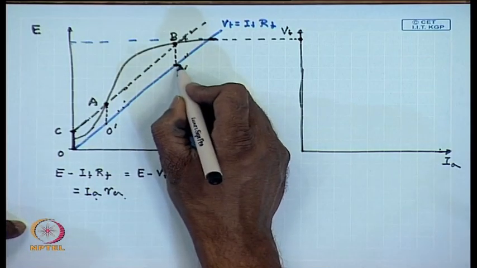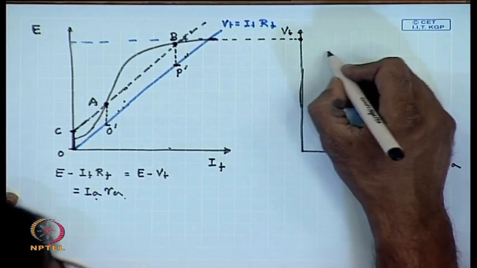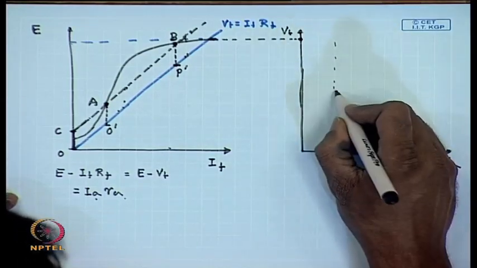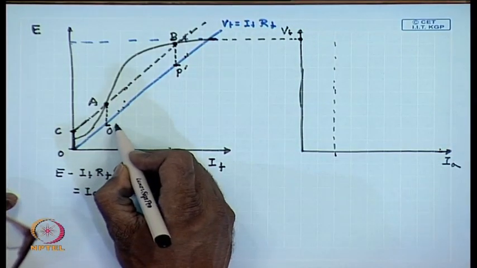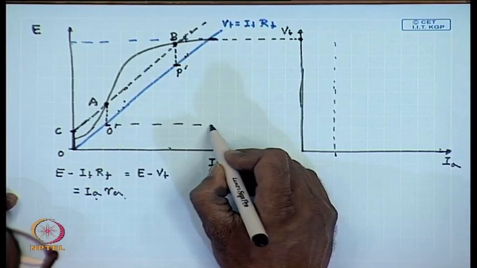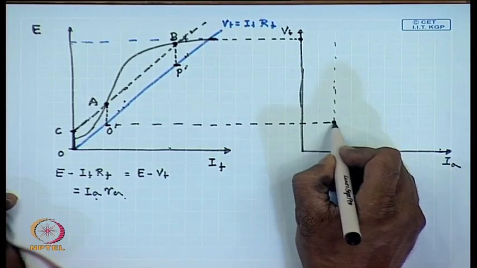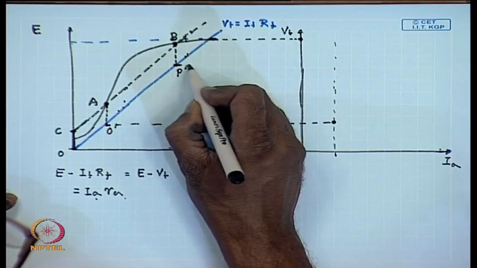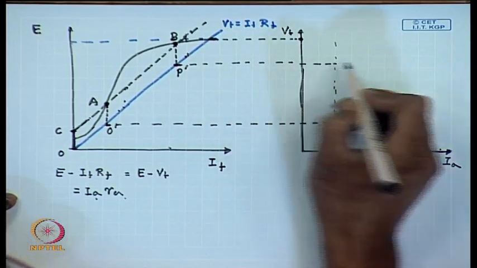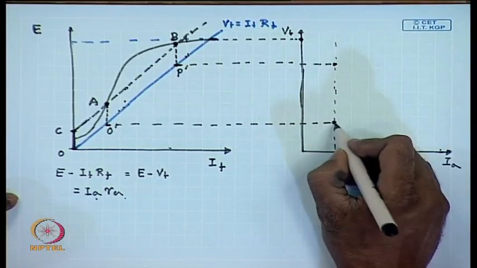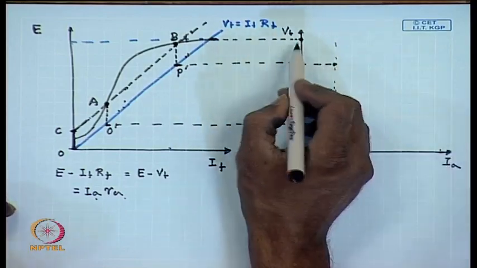Therefore, for the same armature current IA, the terminal voltage will have two values, one corresponding to the point O dashed and the other corresponding to the point P dashed. In a similar manner, other points can be drawn.